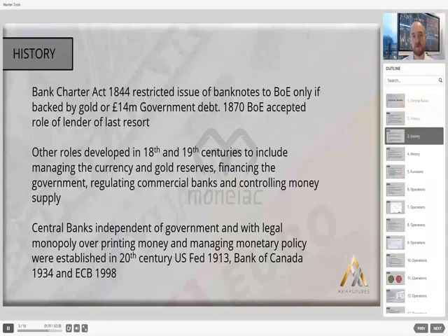1870 as well, the Bank of England took on more of what I'd see as the modern functions of a central bank. They started accepting the role of lender of last resort. This was on the back of the Overend Gurney Company crisis. I'll allow you to read that in your own time. But effectively, it was a wholesale bank that had a bank run on it, creating a big drain on liquidity in the economy. The Bank of England had to step in, lend money to make sure it didn't create a further collapse within the economy.